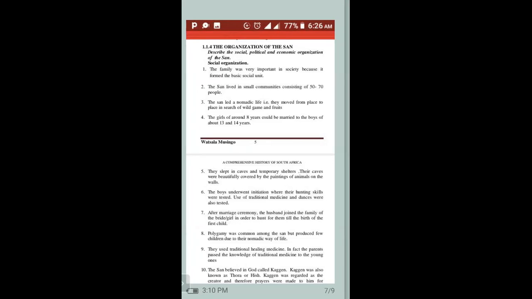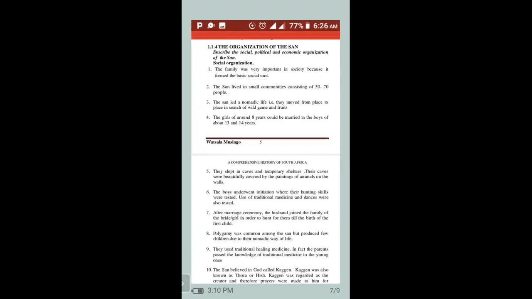The boys underwent an initiation dance or tests. For these guys, the boys, to be known, in those days it was like education. They had to first go through a test, just like to be promoted to the next class. You're always given examinations, right? So these guys were given tests of skills to test if they were ready to go into manhood.